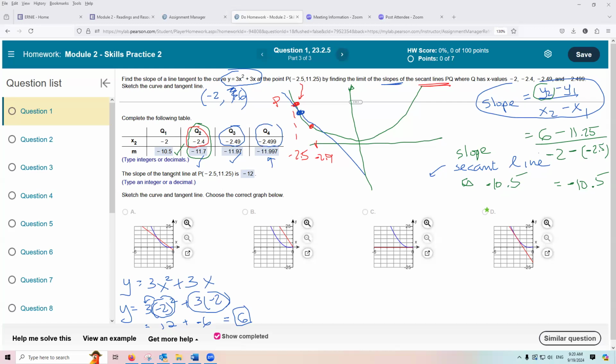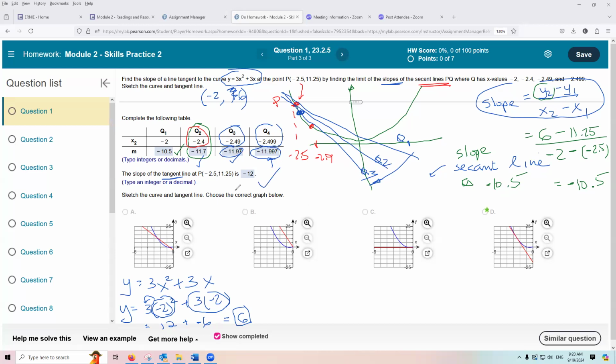And to find the slope of the tangent line, these points, Q1, Q2, Q3, Q4, are getting closer and closer to P. And as that happens, these secant lines, because remember, the secant lines would be doing something like this. So this would be line Q1, Q2, Q3. Well, these secant lines are getting closer and closer to the actual tangent line. So I'm noticing what's happening to these slopes. They're getting very close to negative 12. That's the answer to the slope of the tangent line.